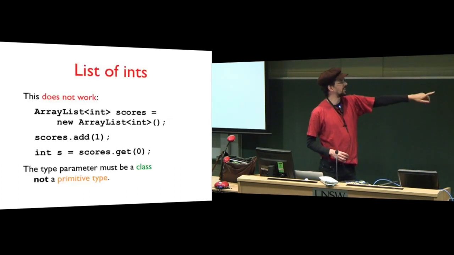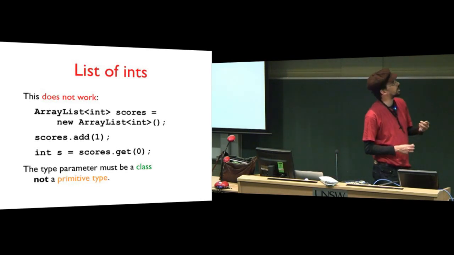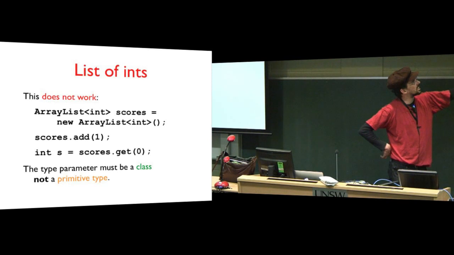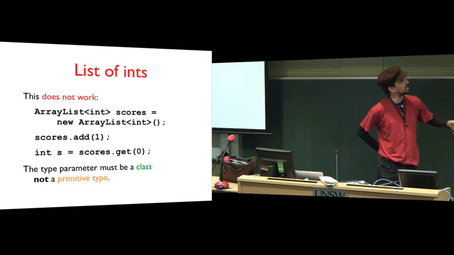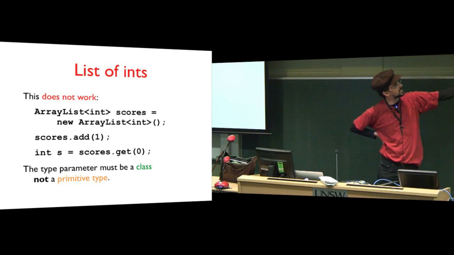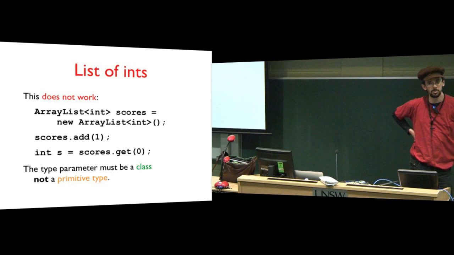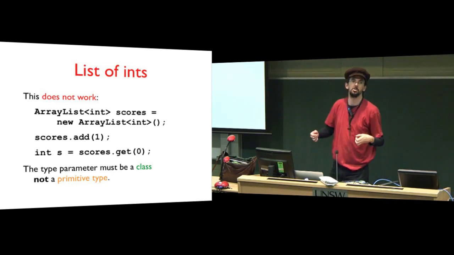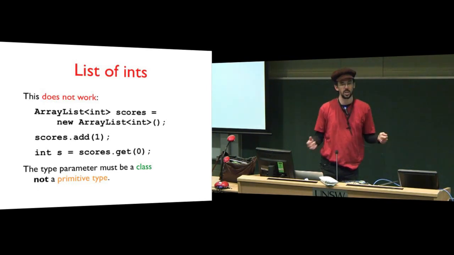This in particular is one case you'll come up against that doesn't work. You can't have a list of some primitive type. So Java doesn't let us have an ArrayList of int, which is really annoying because often you want to store a list of numbers. So if you had a high score list for a game, you'd want to have an ArrayList of ints. This doesn't work. The problem is that the type parameter has to be a class. It can't be a primitive type. And so this seems like a straightforward idea, but it will not work.